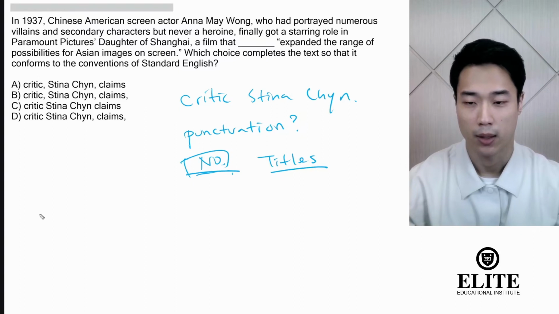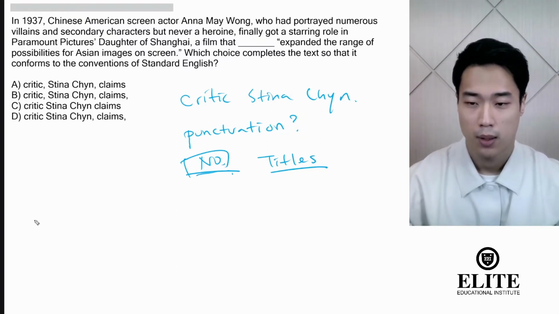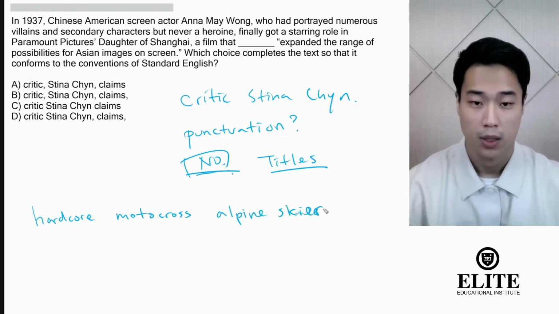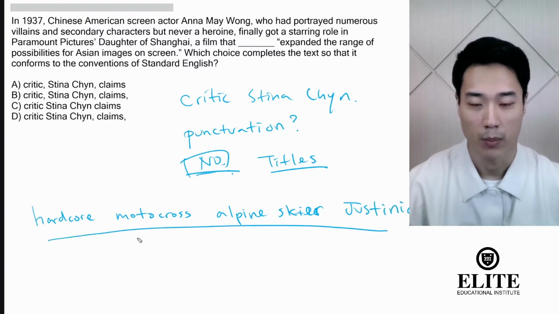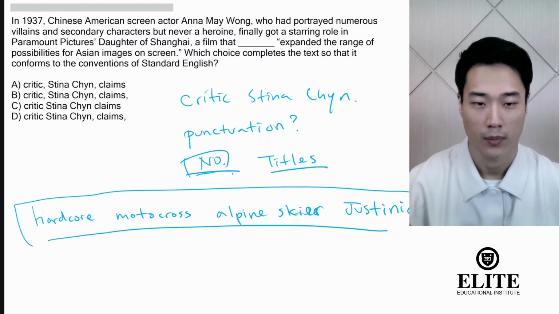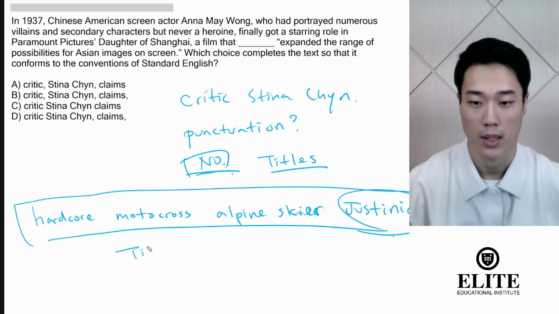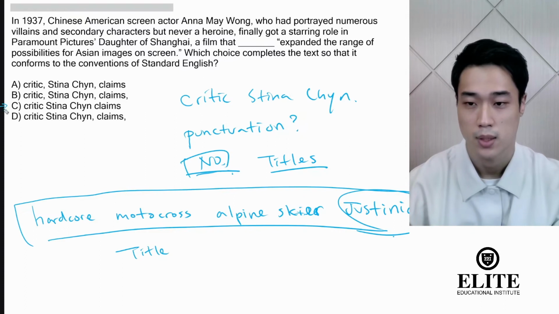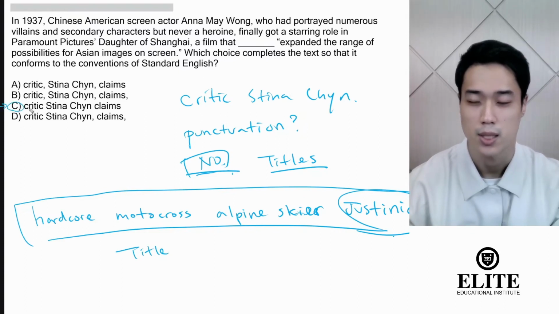Why? Because this operates in the same way as titles do. For instance, if I had a title like hardcore motocross alpine skier Justinia, right? There wouldn't be any punctuation here because all of these are essential components in describing who this character is, right? Same as a title of a person. So there has to be no punctuation here, which means that C is the answer, right?